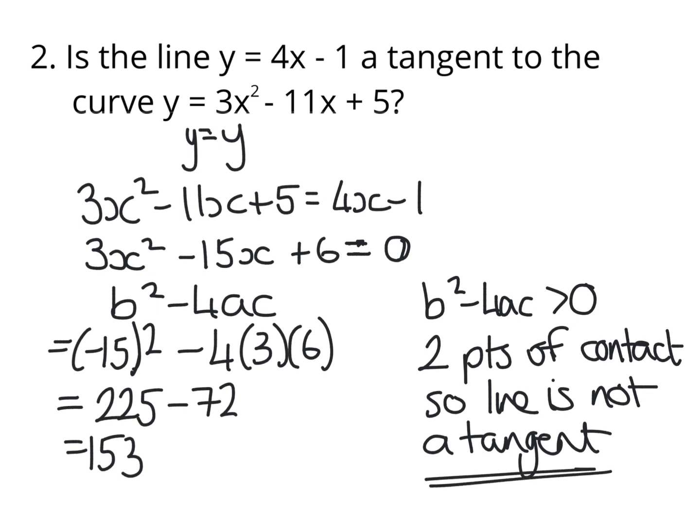Okay, and if it wanted you to go find those points of contact, then it would be a trinomial that is nice and easy to factorise. I've got a funny feeling this one is going to be decimals though. So that would be the end to that question. You've proved it's not a tangent. Okay, but be aware they could ask you then to go find the points of intersection, but this one hasn't, so we don't need to worry about that.